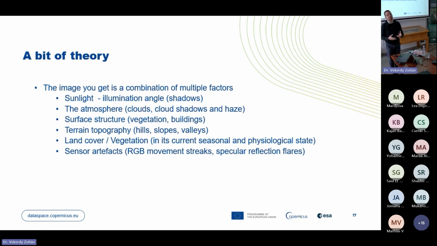It changes its color, it changes its optical properties depending on its physiological state, depending on what the plant is doing. And then we sometimes have sensor artifacts like RGB movement streaks or these specular reflection flares, what we call them, very, very strong reflected signals. Have you seen an airplane on the Sentinel-2 image? Okay, we'll go back to this after the talk part and I can show it. Airplanes are typically split up into a red airplane, a green airplane, and a blue airplane.